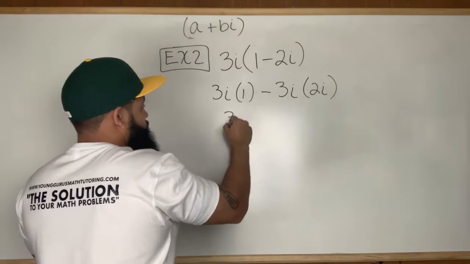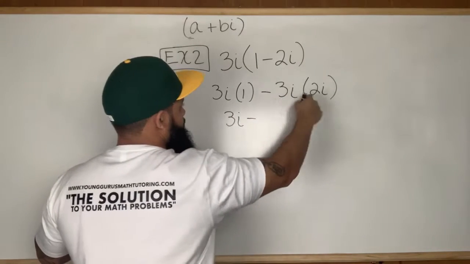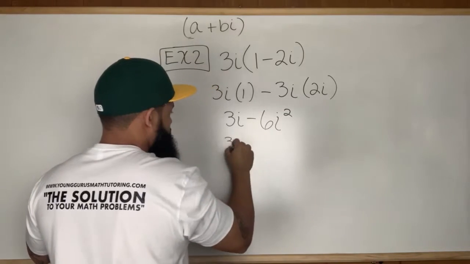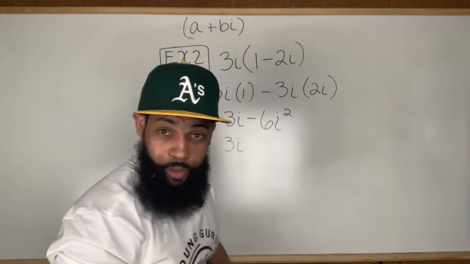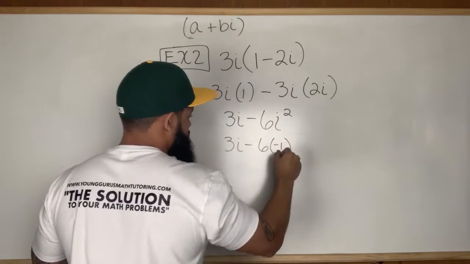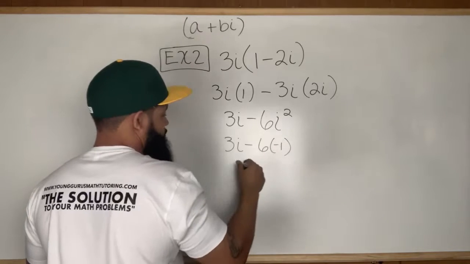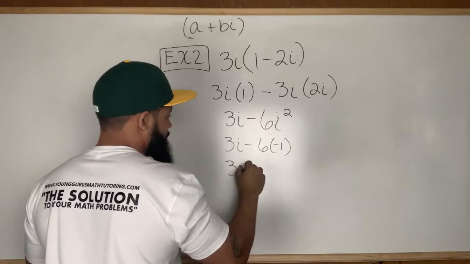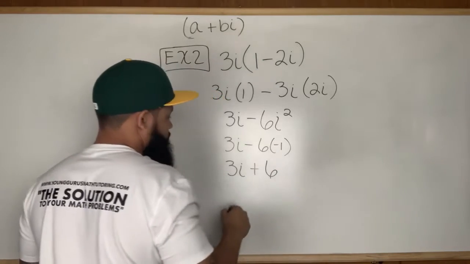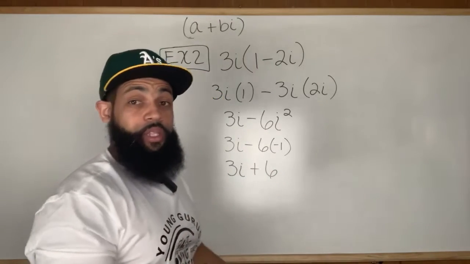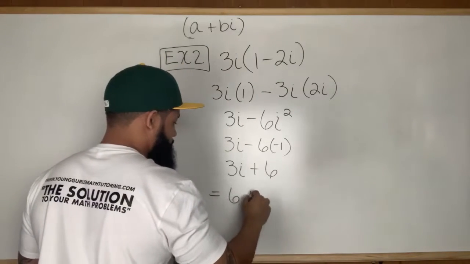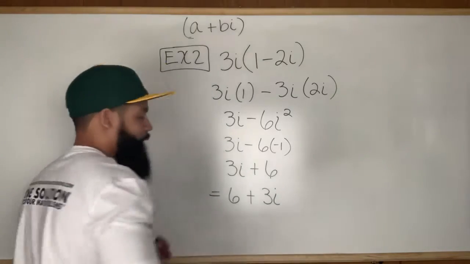3i times 1 is just 3i, minus 3 times 2 is 6, i times i is i squared. But remember, i squared equals negative 1. So this is minus 6 times negative 1. A negative times a negative is a positive. So this is actually 3i plus 6. But I need to write it with the real part first. So I need to switch the order of these, and I get 6 plus 3i.